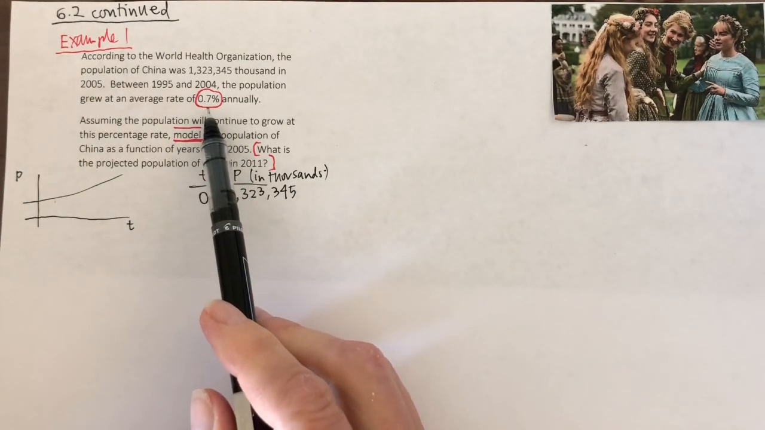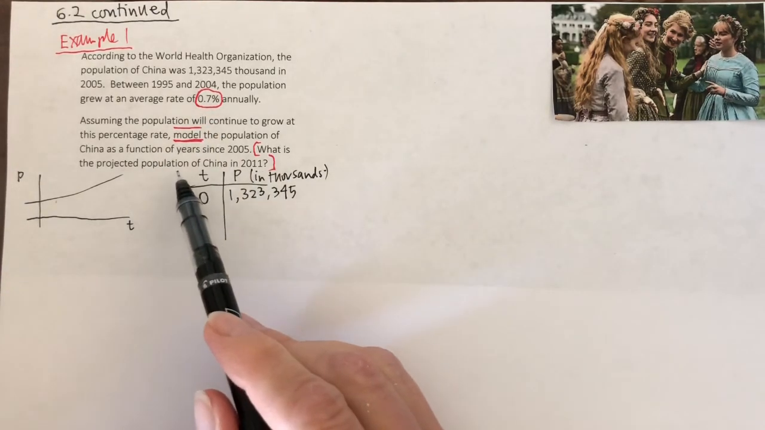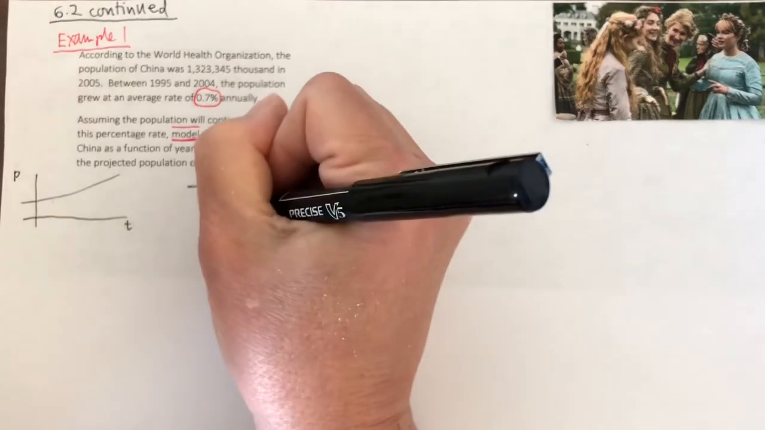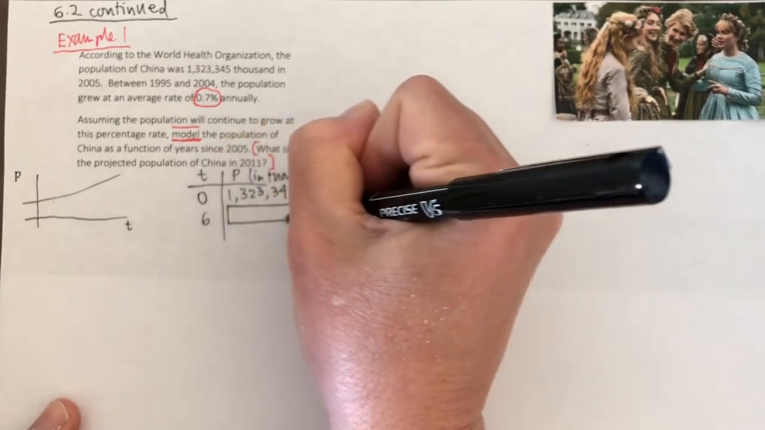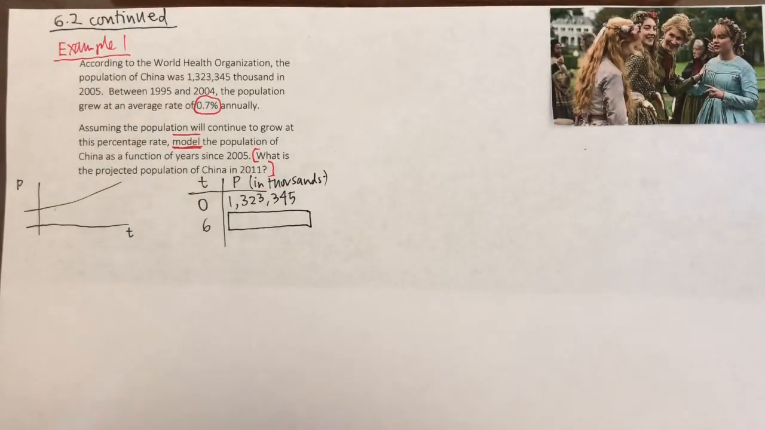They've told us how it grows annually. And later they do want us to find what is the projected population of China in 2011. That will be 6 years after 2005. So we're going to be looking for the population 6 years later. All right, we totally can do this.